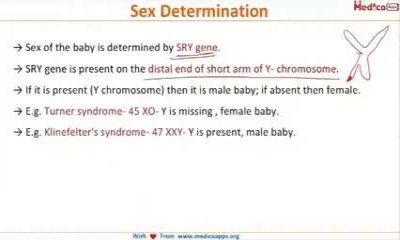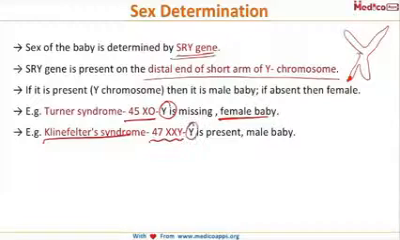In Turner syndrome, the genotype is 45XO. In this, since the Y is missing, it is a female baby. Likewise, in Klinefelter syndrome, the genotype is 47XXY, and here the Y is present, and so it will be a male baby, in spite of the fact that there are two X chromosomes.